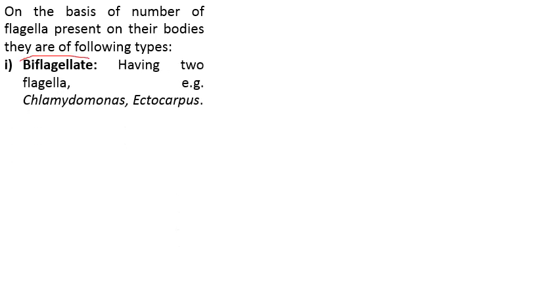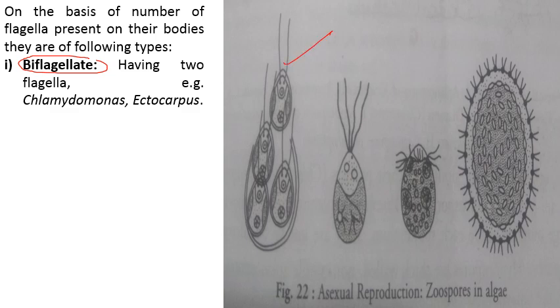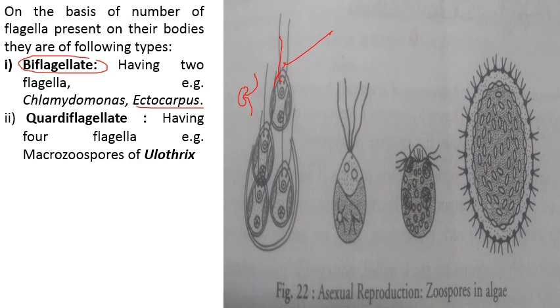On the basis of number of flagella present on their bodies, ये different तरह के होते हैं. First we have biflagellate zoospores, means having 2 flagella. For example, as in case of Chlamydomonas, here we can see जो ये zoospores होते हैं इनमें 2 flagella present होते हैं, और Ectocarpus, but the position in case of Ectocarpus is lateral. Then quadriflagellates having 4 flagella.